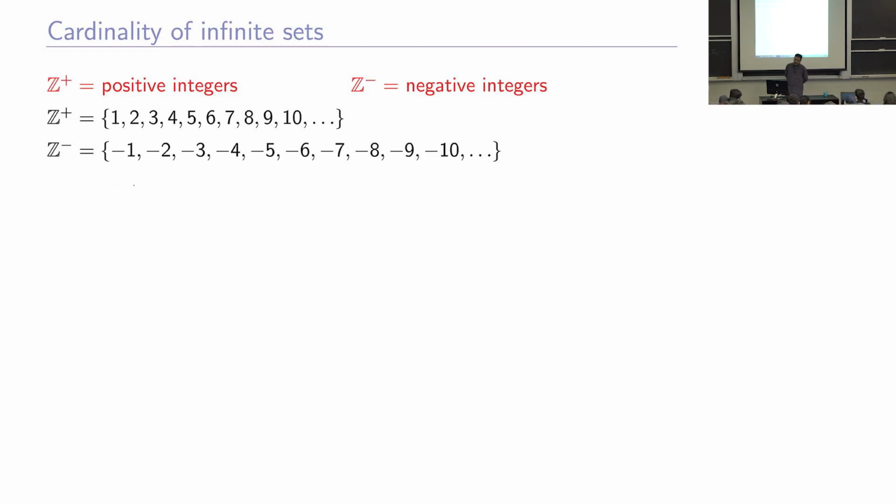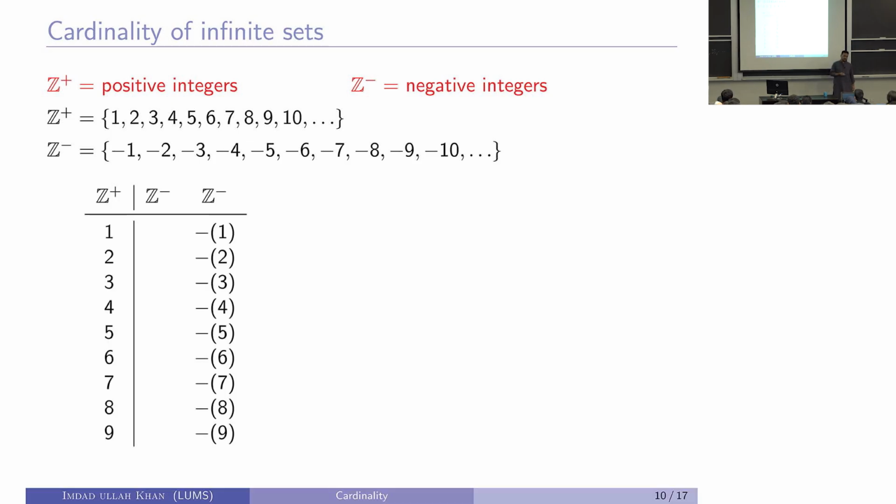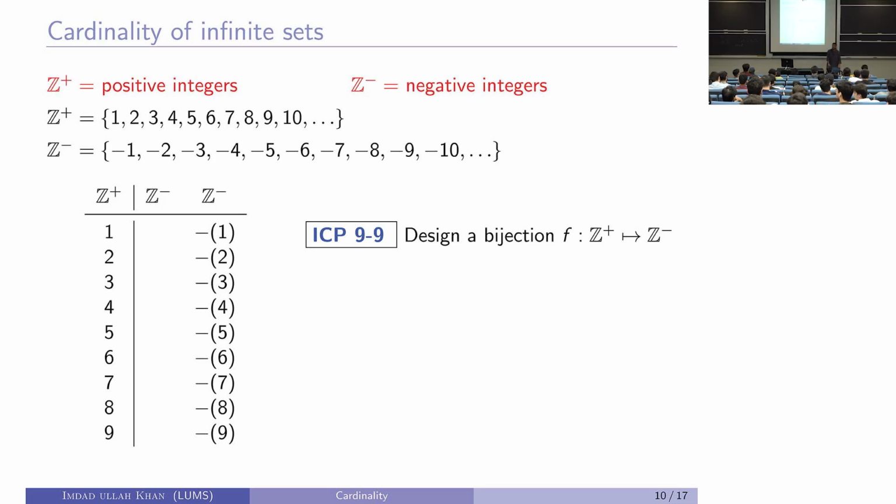But Cantor's definition of equality of these two sets would require a bijection between them. So when we thought that the cardinality of Z plus is equal to the cardinality of Z minus, we were thinking of this. This actually gives us the bijection. So write it, informally or formally. What is the bijection from Z plus to Z minus? Quickly.